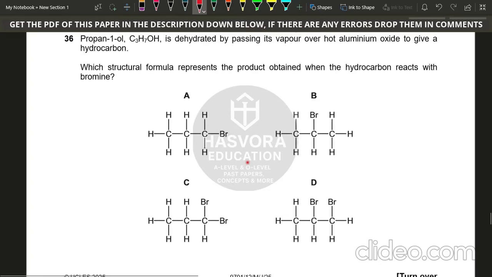Question number 36 says propan-1-ol, C3H7OH, is dehydrated. Whenever an alcohol is dehydrated, it forms an alkene.